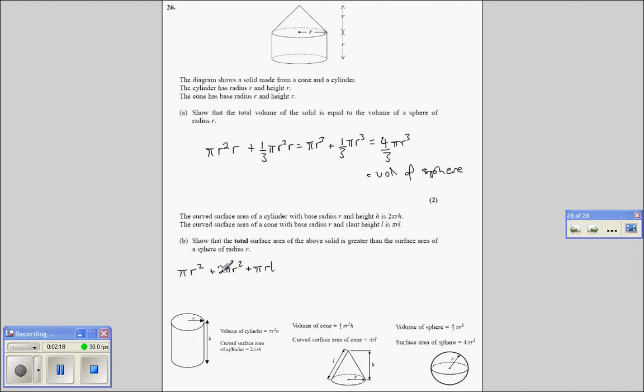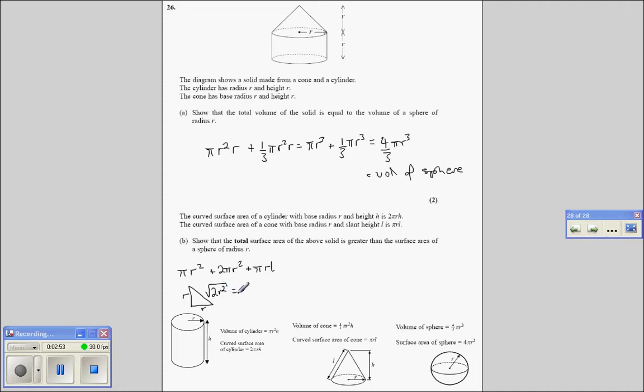We need to deal with this L. To find L, we need to construct a right angled triangle, and this is the cross section of the cone, and its height is r and its radius is r. So using Pythagoras' rule, we're going to do r squared plus r squared, which is 2r squared, and this is going to become the square root of 2r squared.